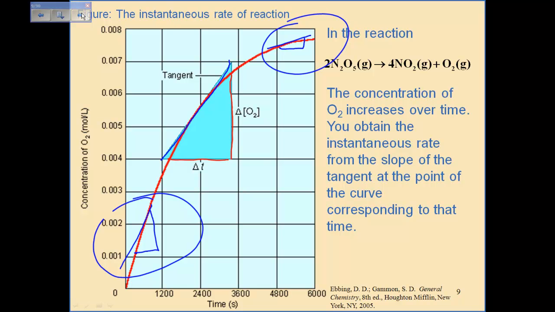So here I have a larger concentration of reactants, therefore it will be going at a faster rate. Here I have a lower concentration of my reactants, therefore it would be at a slower rate. I'd like to show you this through calculations on the next slide.